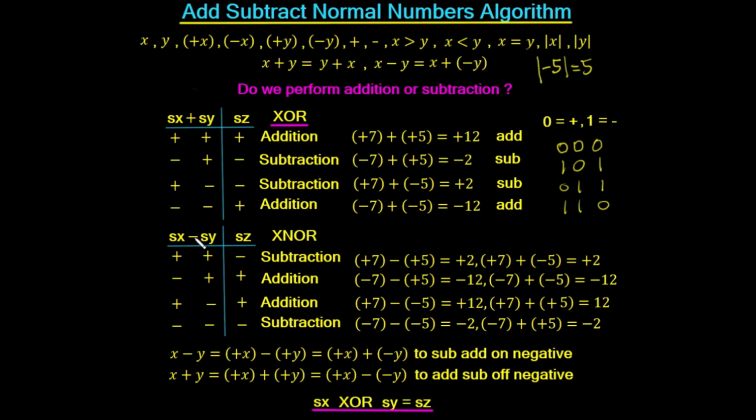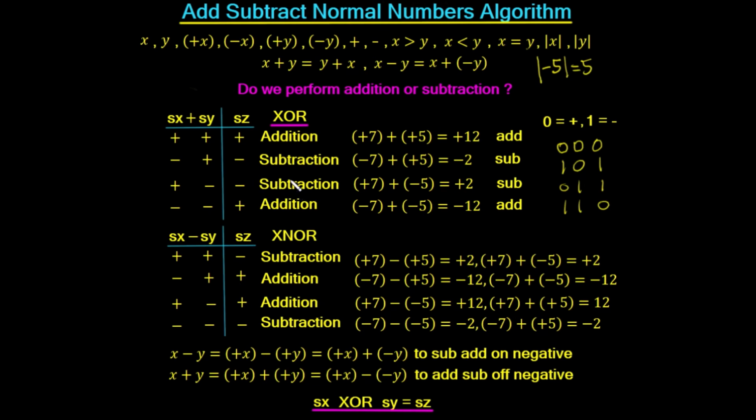Now this table here is an exclusive NOR. So this is going to give us a method of working out whether we have to add or subtract the numbers, depending on the sign of the x value and the sign of the y value, and whether we're actually adding or subtracting. But we don't need to use both of these, we can actually use just one of them.